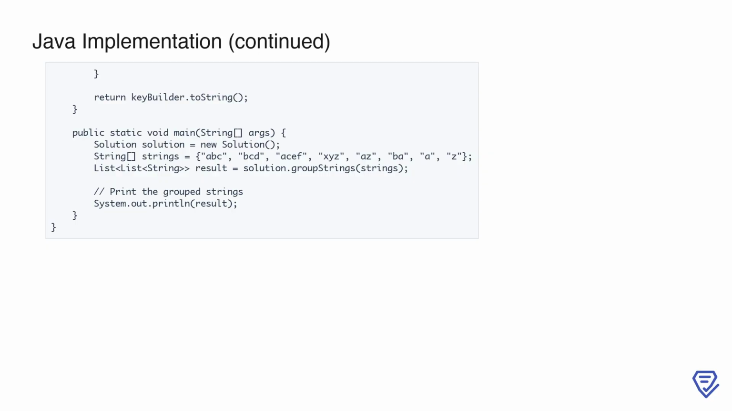In the main method, we test the solution with an example array of strings. The groupStrings method is called, and the result is printed to the console, showing the grouped strings based on their shift patterns. This demonstrates how the implementation organizes strings with similar shifting characteristics into distinct groups.